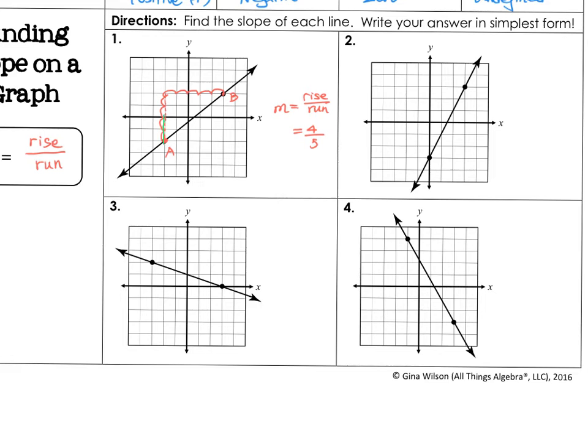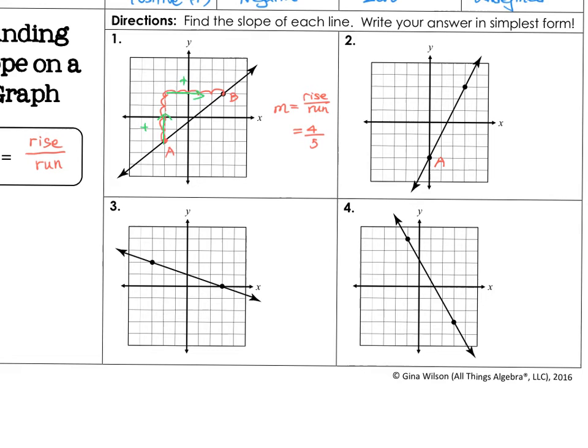When I rise this way is positive. When I run this way is positive. Left to right, it's positive. So my slope is 5 over 4. Let's look at the second example.